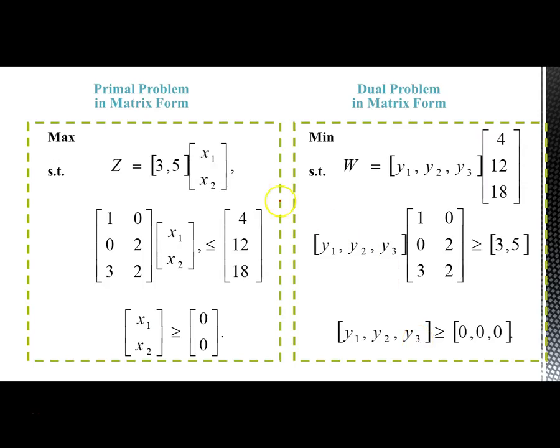So in the matrix form, this is the way we are going to present that one, as we had z equal to 3, 5 times x1, x2. This is a row vector, this is a column vector. Okay, this is a1,1, a1,2, a2,2, a2,3 times x1 and x2. These are the right hand side, and x1 and x2 greater than or equal to 0, which now becomes 3 variables with the 3 coefficients and so on. Okay, this is how you write the matrix form of the primal and dual problem, which is exactly similar to what we saw in the previous example.